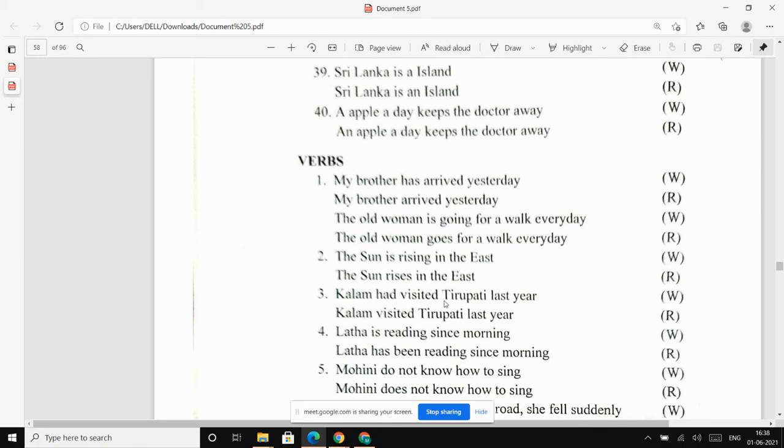Kalam had visited Tirupati last year. Kalam visited Tirupati last year. Lata is reading since morning. Lata has been reading since morning. Since morning tells that the action already started and is continuing from the morning. So we have to use the present perfect continuous form. Lata has been reading since morning.